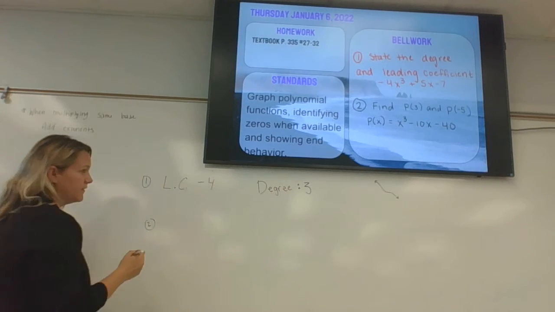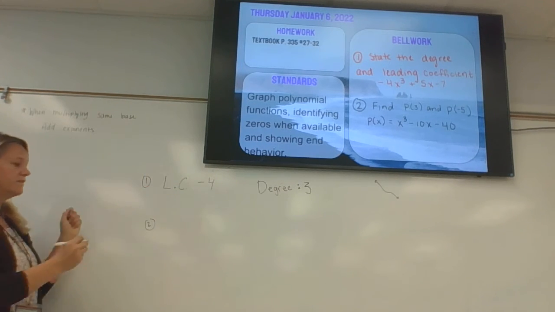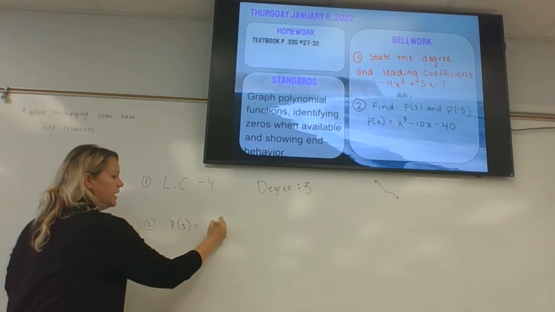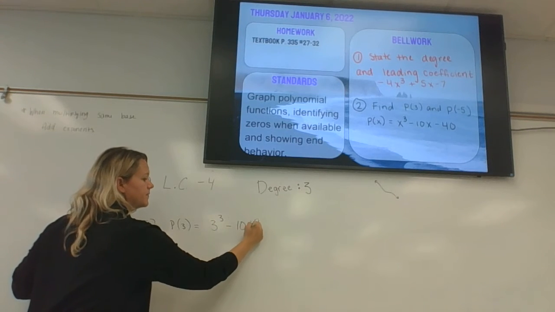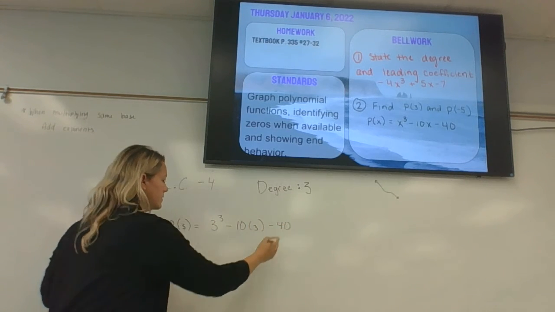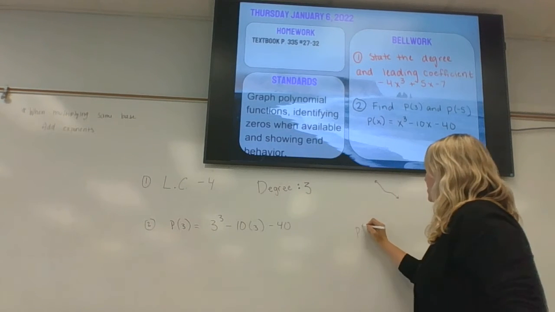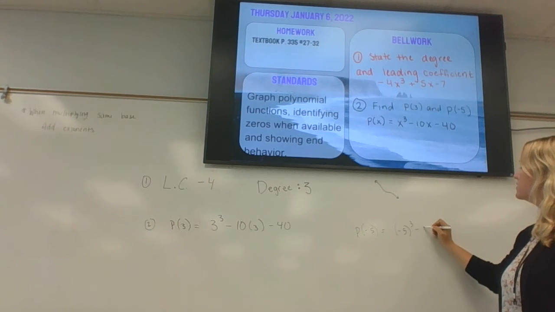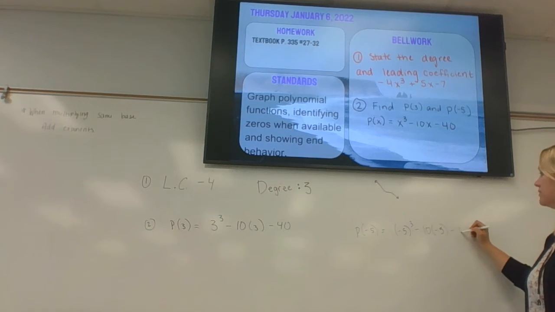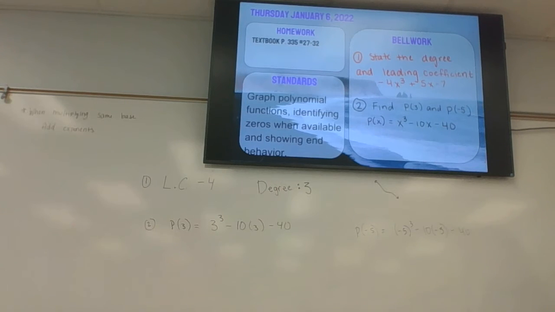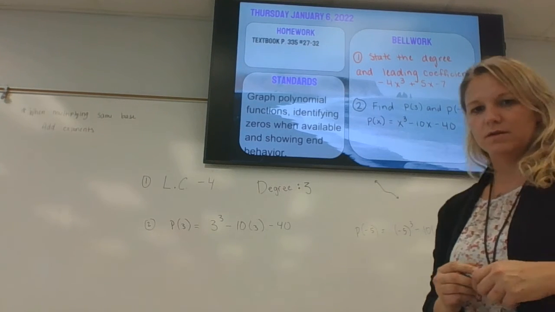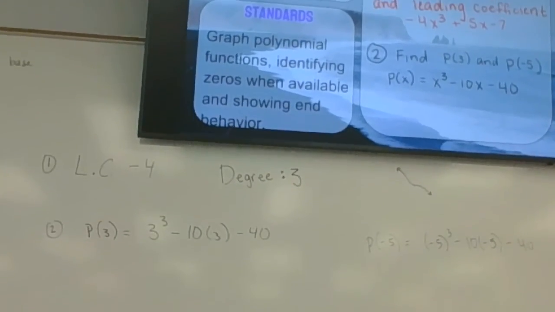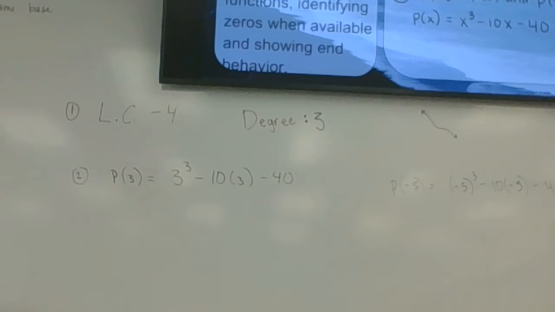Number 2, evaluating functions. We need to find p of 3 and p of -5. So that just means plugging in. So for 3, I'm going to put a 3 in where x is. And for -5, I'll put a -5 where x is. So 2 different problems. So I'm going to give you guys time to calculate those. You can compare answers in your group. Feel free. Your exponent.